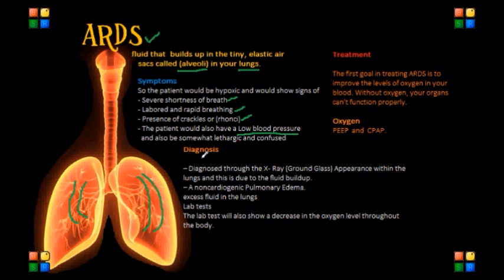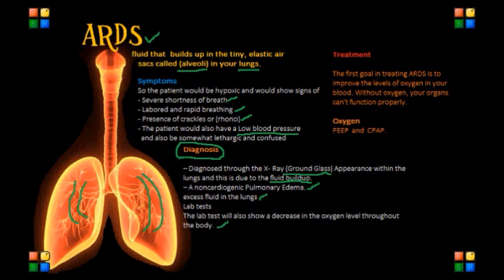Now, in regard to diagnosis, there's really no specific test to identify ARDS. The diagnosis is based on the physical exam, the chest X-ray, and various oxygen levels. On the X-ray, you would see a ground glass appearance within the lungs, due to the fluid buildup. The patient can also have non-cardiogenic pulmonary edema, obviously due to the excess fluid in the lungs. The lab tests will usually show a decrease in the overall oxygenation level throughout the body.